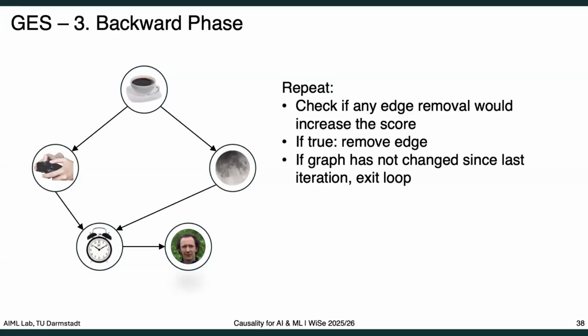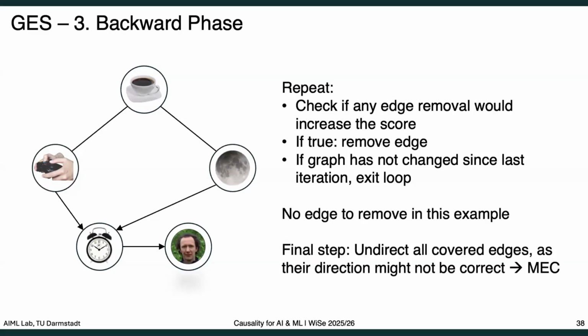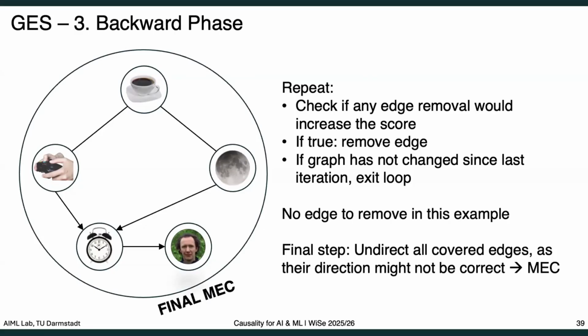Now in this backward phase, actually, it turns out, well, no removal would improve the score. So in that case, we don't remove anything. However, we know that two of these edges are actually not necessarily true to be directed. So in that case, we undirect them again because we know that the others would be equivalent. Then we get the Markov equivalence class, which is then the same result as for PC.